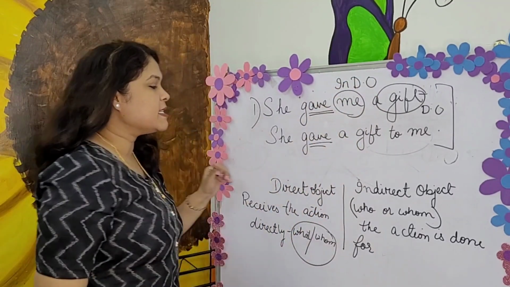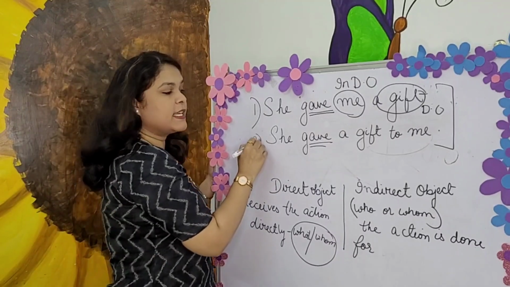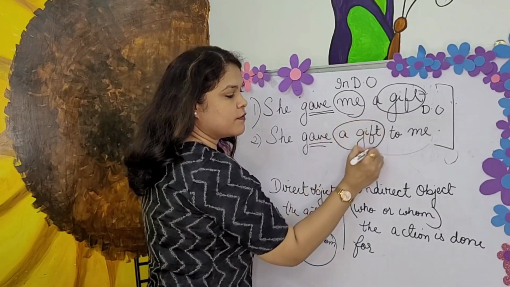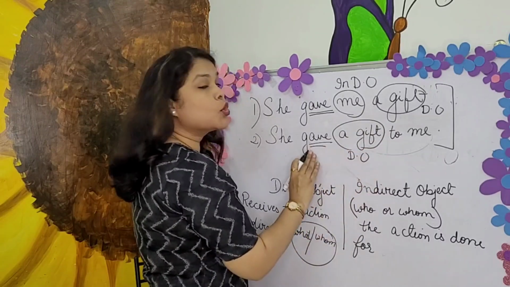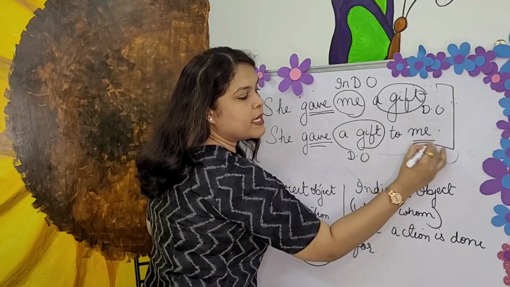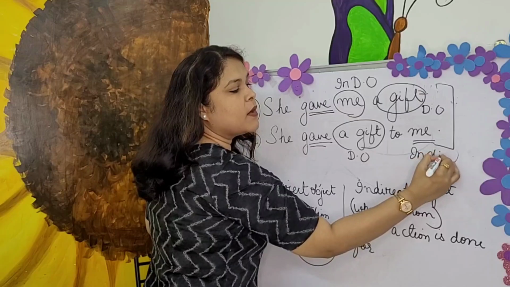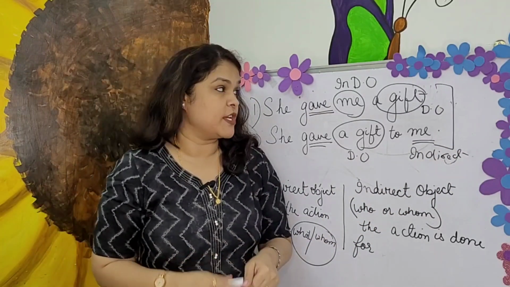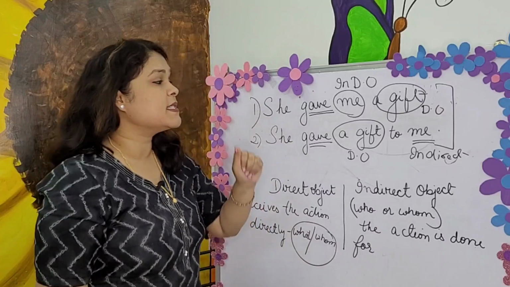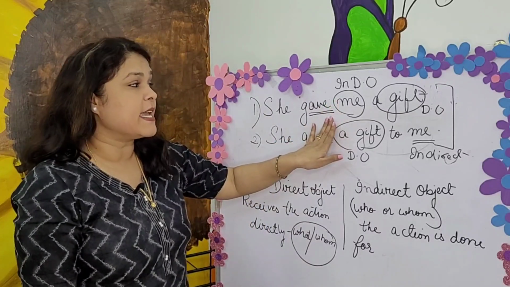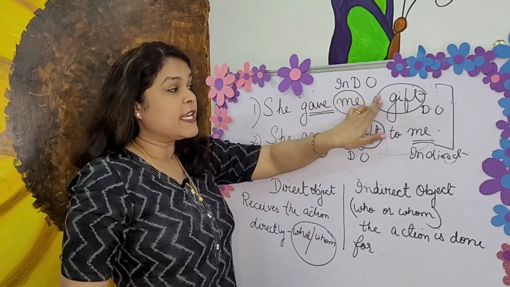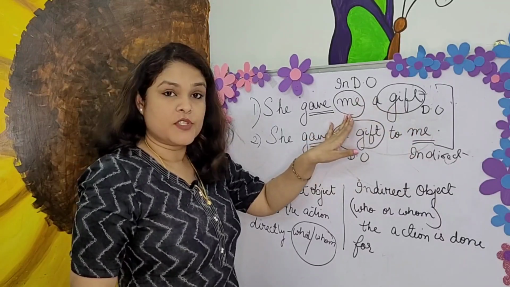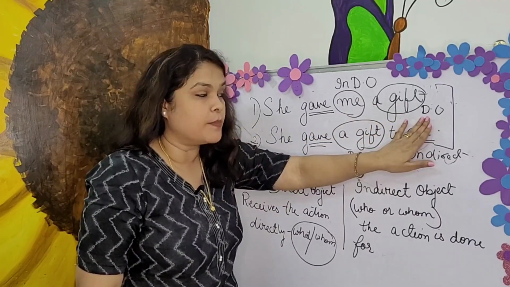Okay. In the second sentence, gave is the verb. What did she give? A gift, which is the direct object. To whom did she give? To me. This is the indirect object. Now, in both the sentences, the direct object and indirect object are the same. But can you see there's a catch? In the first sentence, the indirect object is before the direct object.